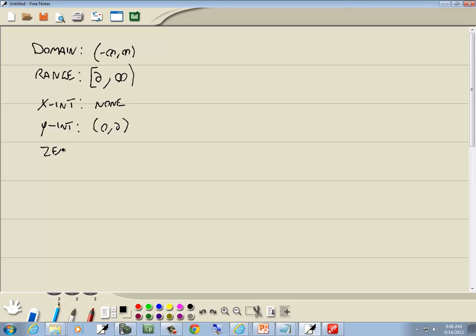Now our zeros. Since there was no x-intercept, that means there are no zeros, because again, the zeros is where it crosses or touches the x-axis also. So those will be your answers.